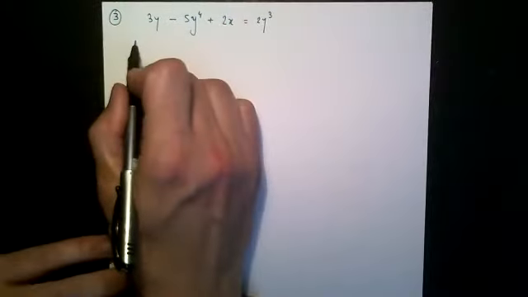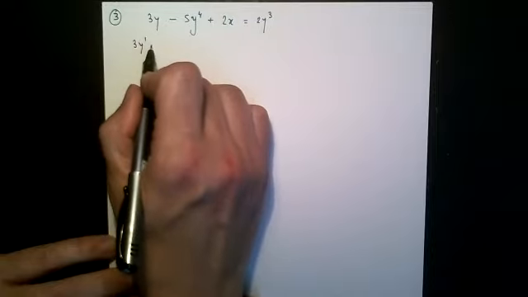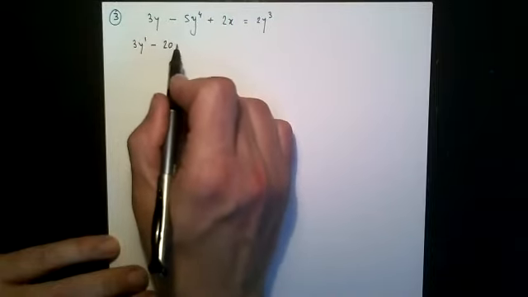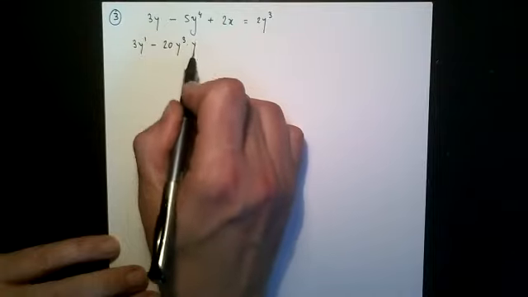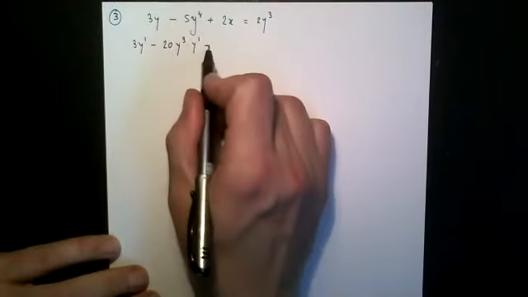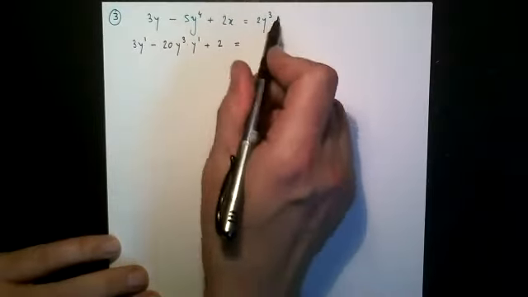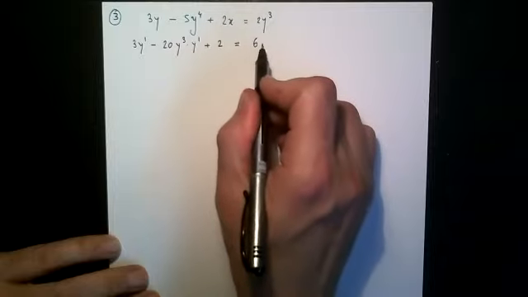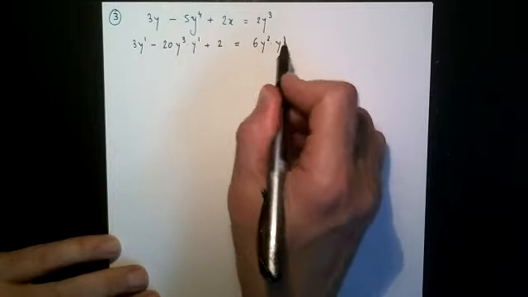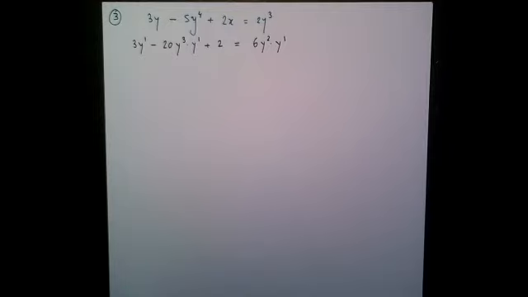So I'm going to derive both sides. This becomes 3y prime minus 20y^3 y prime plus 2x prime, but x prime is 1, so just 2, equals, and the derivative here is 6y^2 times y prime. This is the most important step, because it's where you actually do the derivative.